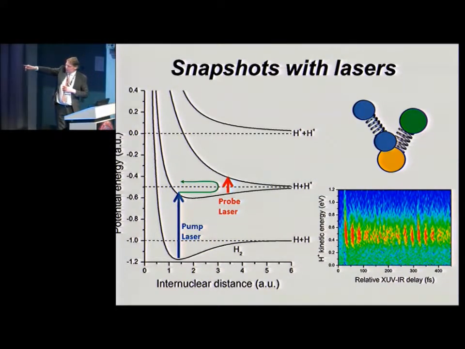And so basically here in this measurement, we measure the H plus ions that are formed in the dissociation. And whenever we see a bright red spot, that basically means that the spring is extended. The atoms are far apart from each other. And we see that this comes and goes and comes and goes. We see the molecule vibrating. And so this is a typical example of a pump probe experiment.